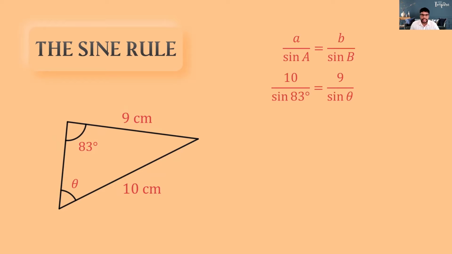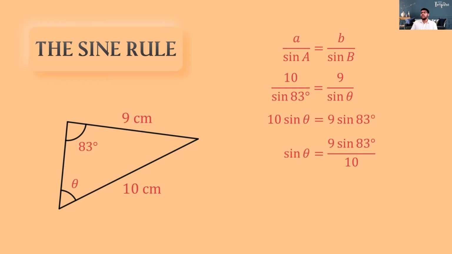So 10 over sine 83 is equal to 9 over sine theta. So theta is the opposite angle to 9. So 9 over sine theta. Now, children, we have to make sine theta the subject first. So what do we do? We will cross multiply. You get 10 times sine theta equals 9 times sine 83. Then, children, remember we have to make sine theta the subject, so we will divide by 10. You get sine theta equals 9 sine 83 divided by 10.